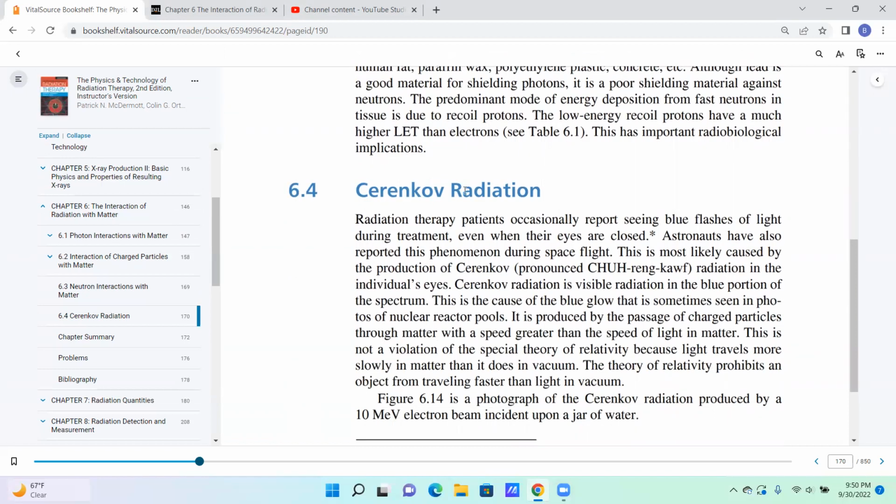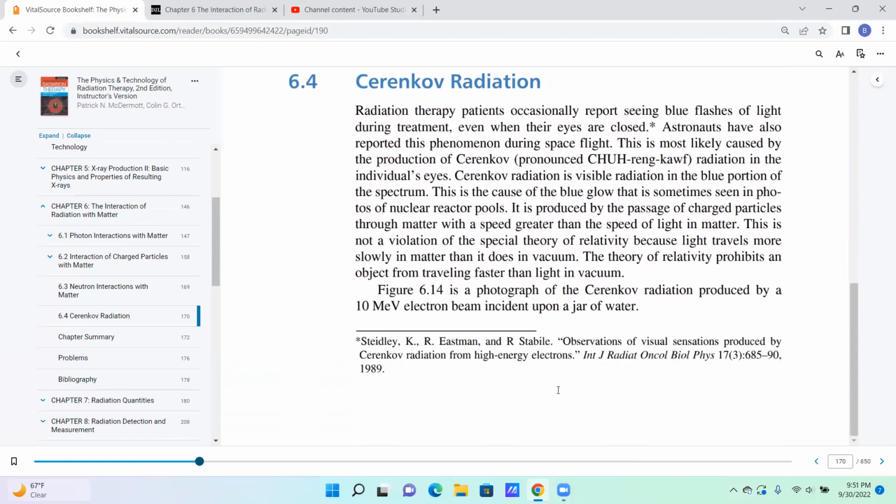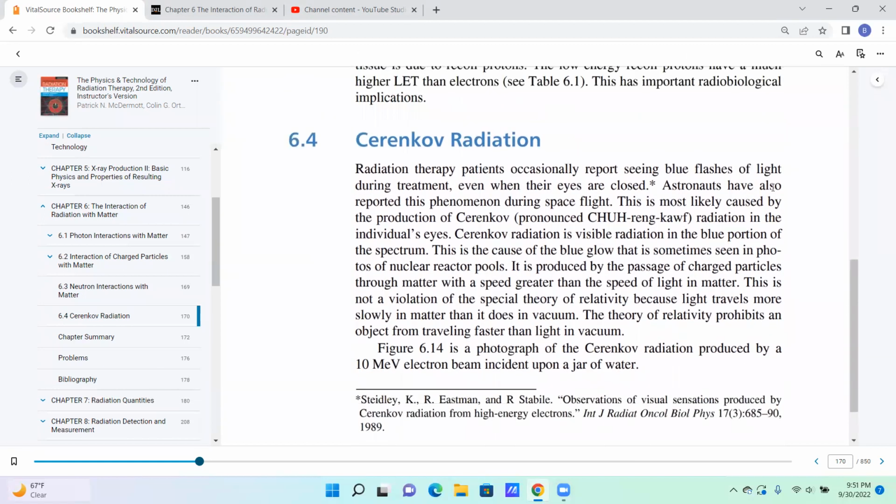Cherenkov radiation. Sometimes patients will report seeing blue flashes of light during treatment, even when their eyes are closed. Astronauts have reported the same phenomenon during spaceflight. Most likely, it's the production of Cherenkov radiation in the individual's eyes. It's visible radiation in the blue portion of the spectrum. It is the cause of the blue glow that you sometimes see in photos of nuclear reactor pools.